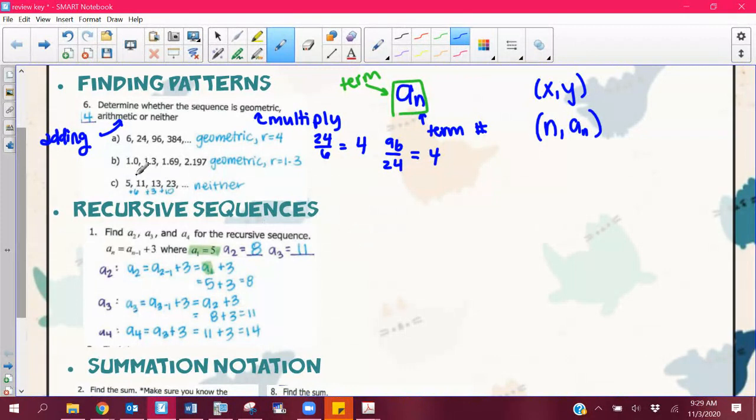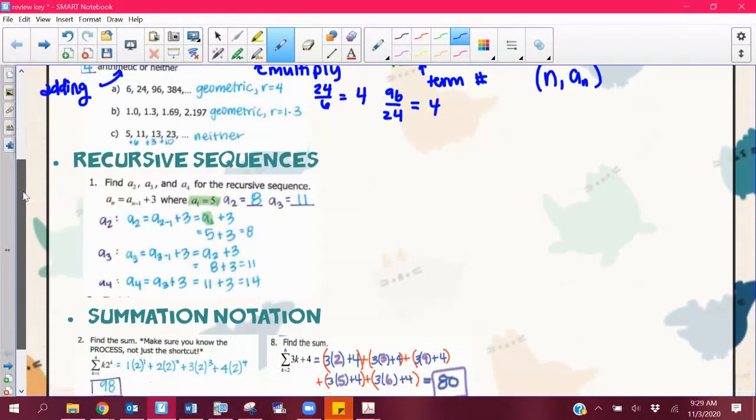And then here, if I look at this pattern, it went up by 6, then it went up by 3, then it went up by 10. That's neither. Okay, it has to be going up by the same exact thing every single time in order for it to be an arithmetic sequence. So we'll look more at arithmetic in a second.